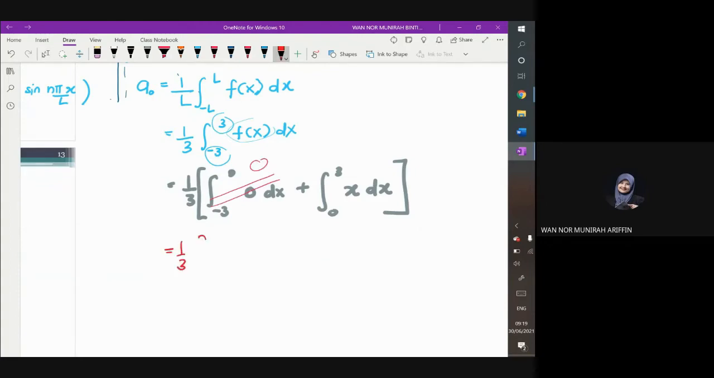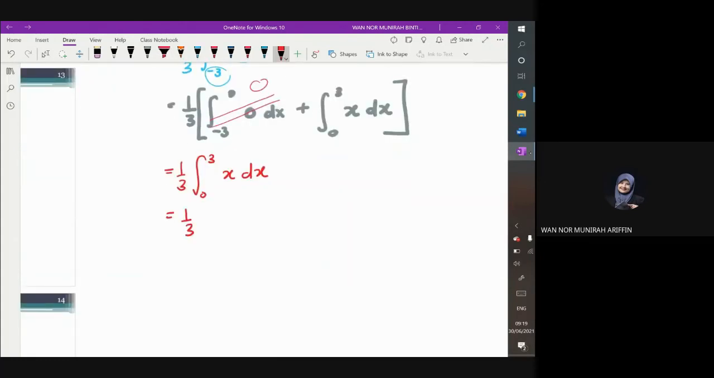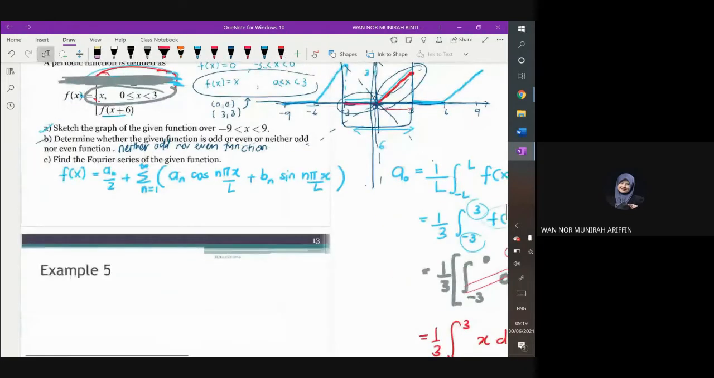Then we continue. 1 over 3, integrate from 0 to 3, x dx. Integrating x will get x squared over 2, and the limit is from 0 to 3. So I have 1 over 3, substitute 3 first, so you have 9 over 2 minus 0. So your solution is 3 over 2. So a naught is 3 over 2. Divide by 2, so that you will have a naught over 2 equals 3 over 4.